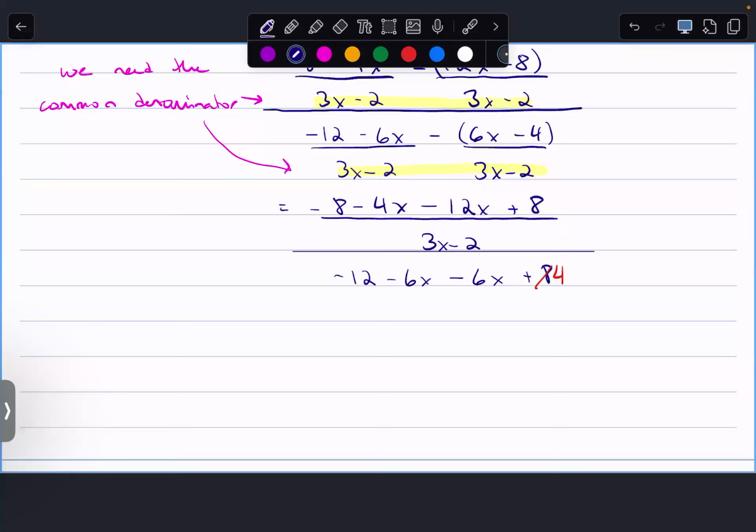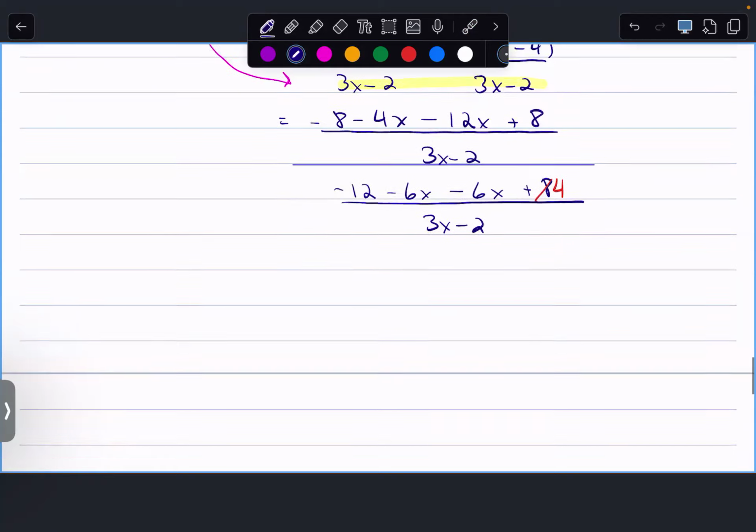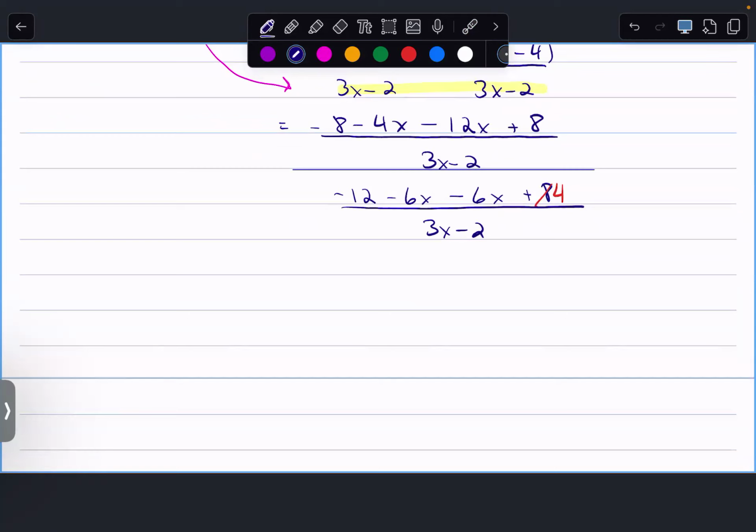All right. This is again over the common denominator of 3x minus 2. What do you do when you have a fraction over a fraction? Right? You take your fraction in the numerator and your fraction in the denominator, and you flip and then you multiply, right? So this works out to -8 minus 4x.